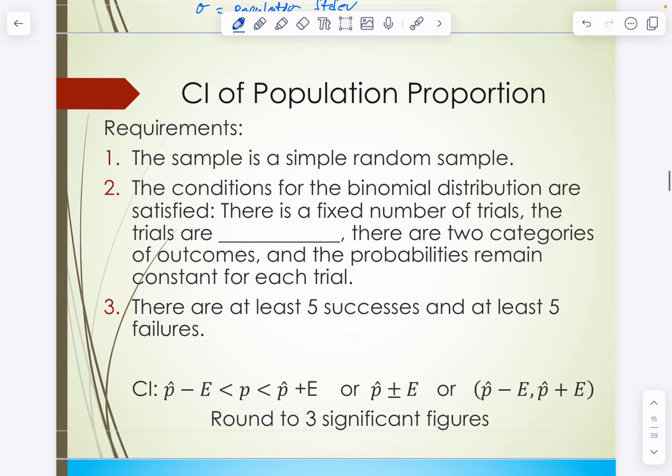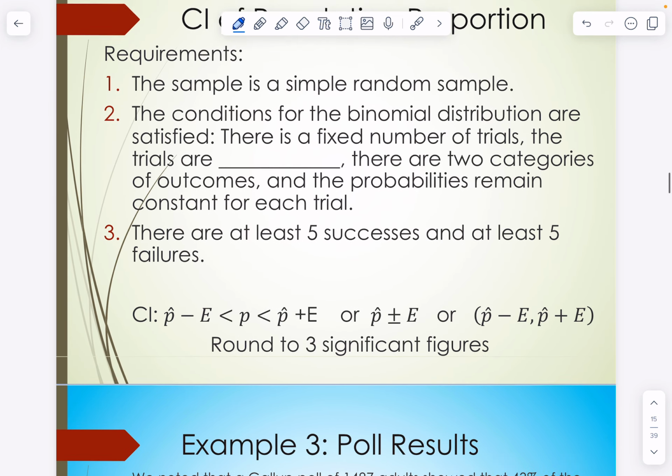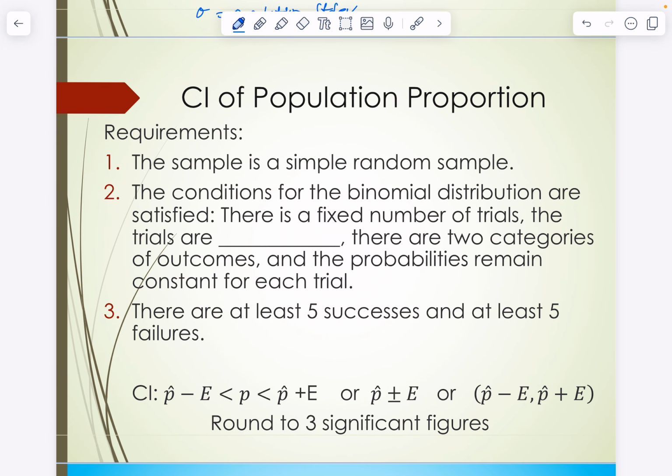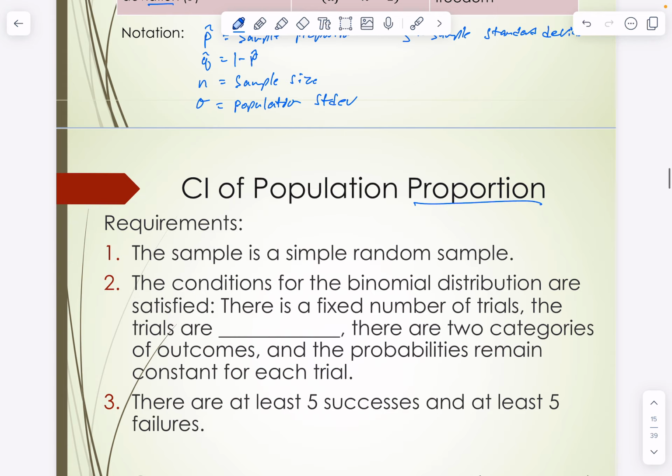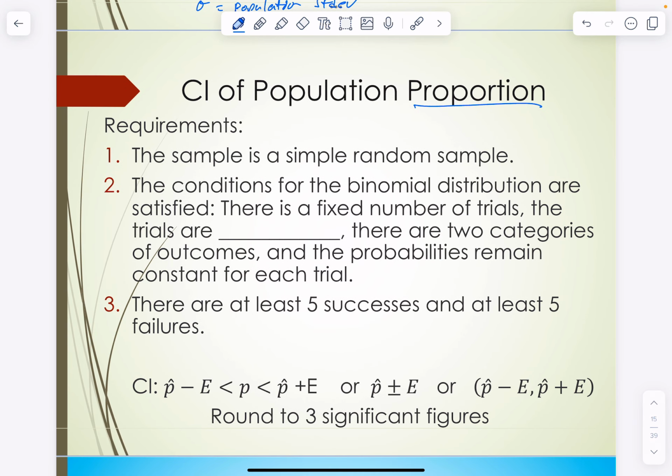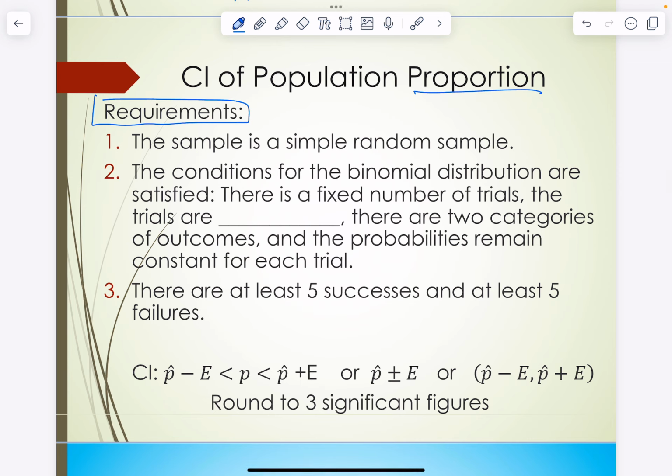Let's be a bit more specific here, and then we will take an example. Looking just at the population proportion, that is the first row in the previous table, in order to use this theory, the sample needs to meet the requirements. The first requirement is that the sample is a simple random sample. The conditions for the binomial distribution are satisfied. This is also required. There is a fixed number of trials, and the trials are independent.